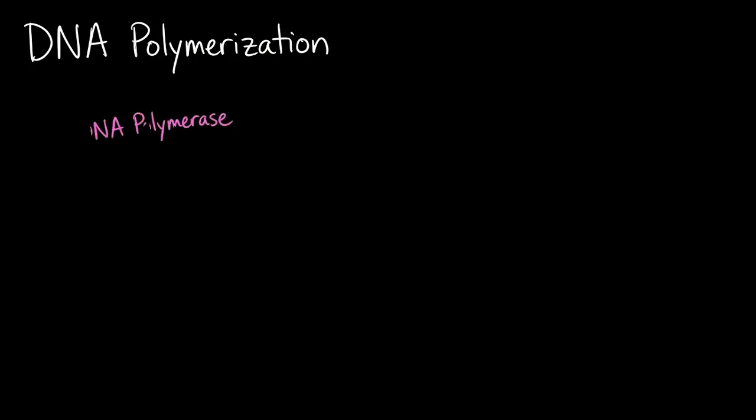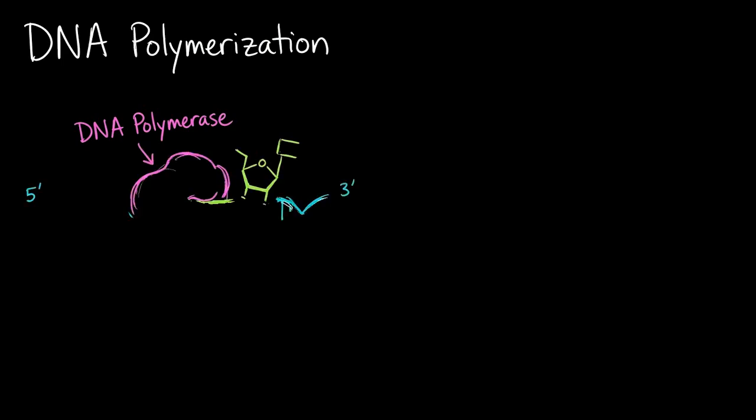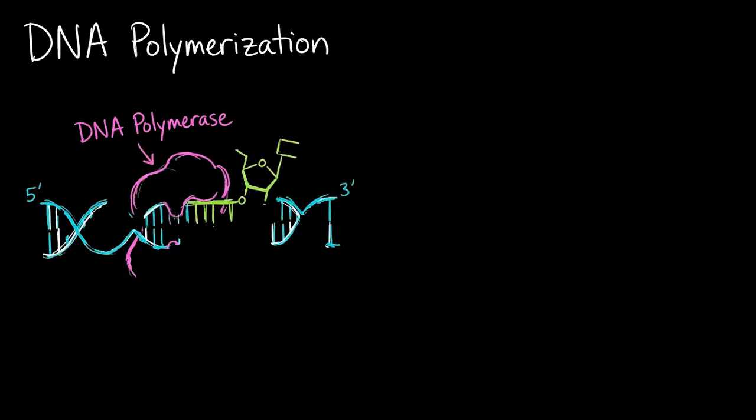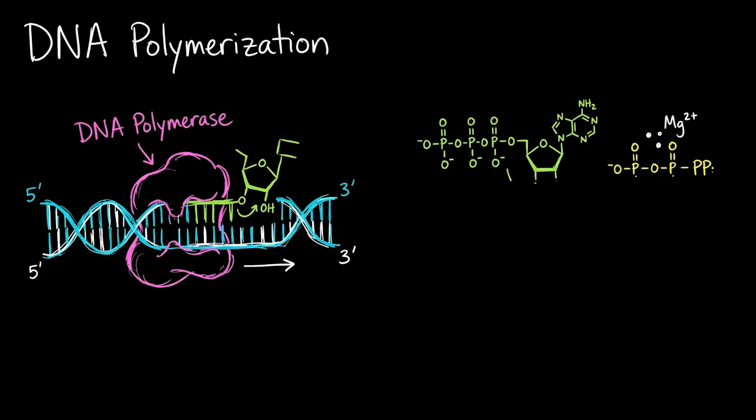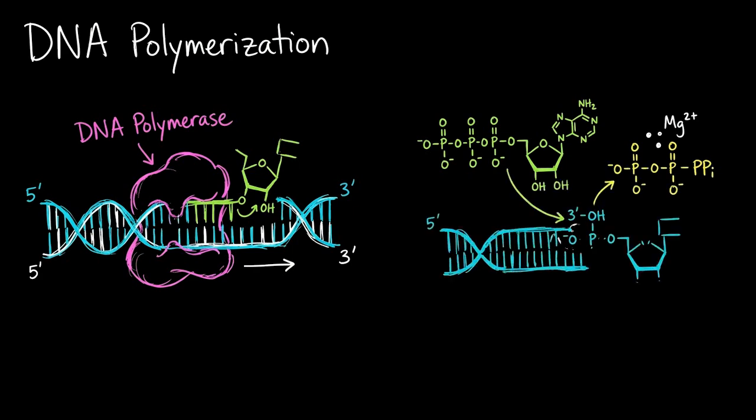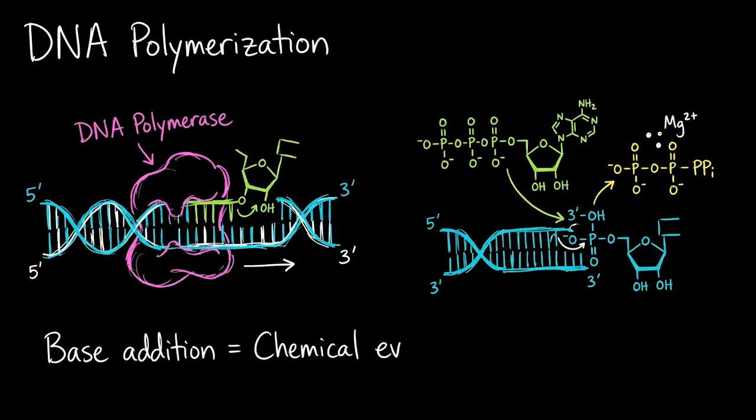A DNA polymerase extends a strand in the 5' to 3' direction. The 3' hydroxyl group on the growing strand attacks the alpha phosphate of an incoming deoxynucleoside triphosphate. A phosphodiester bond forms, pyrophosphate is released, and the strand grows by one base. Magnesium ions stabilize the charges and make this reaction possible. The key idea is that every base addition is a discrete chemical event.